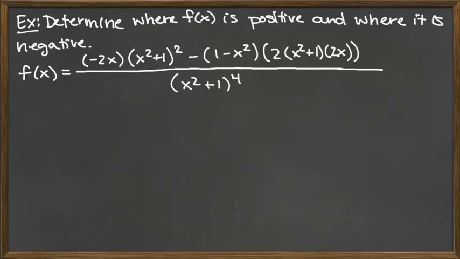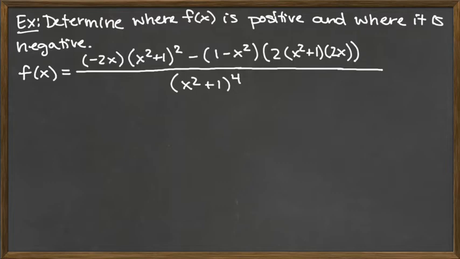For this example, we're going to be determining where the function that's given here, which looks like a pretty complicated rational function, is positive and where it's negative. This complicated looking rational function is actually the form the second derivative of a pretty simple looking rational function would take. And in calculus, when you are solving these nonlinear inequalities, what you're solving are going to be derivatives. They're going to be first derivatives and second derivatives.